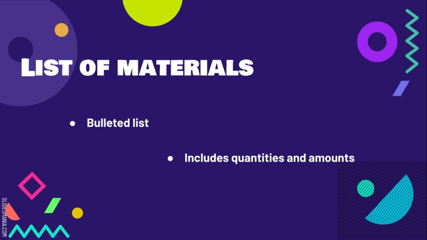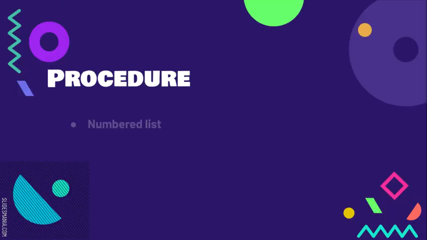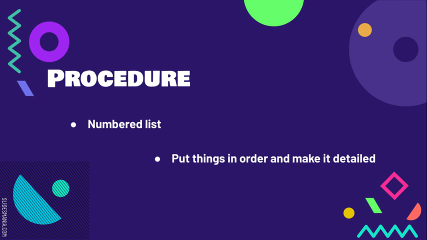So it's really important that your list of materials and your procedure when you're doing science is the actual stuff and how to, so that somebody can replicate it and get your same results. So procedure, a numbered list. Instead of hitting the dot, you're going to hit the numbers up there and it'll number it automatically. And this should be exactly what you did and how you did it. You need to put things in order and you need to make it detailed.